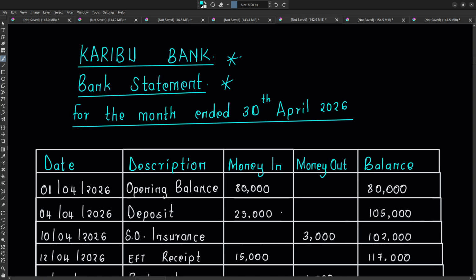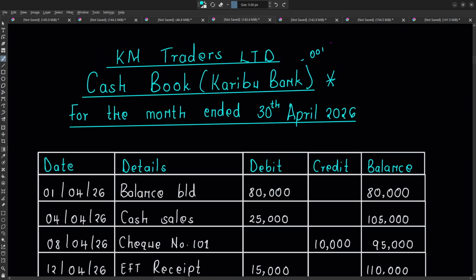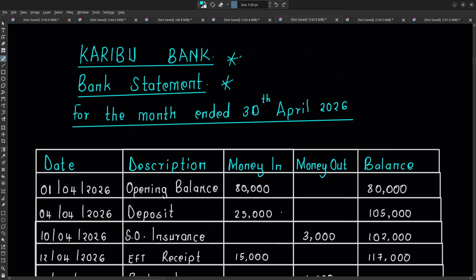You check and you come check here. So usually if you're looking now, for instance, you're going to look here at the cash book for the month ended 30th April 2026. Okay. So we are also going to pull the bank statement for the period of this month, 30th April 2026. Okay. So we want to do a reconciliation for this.